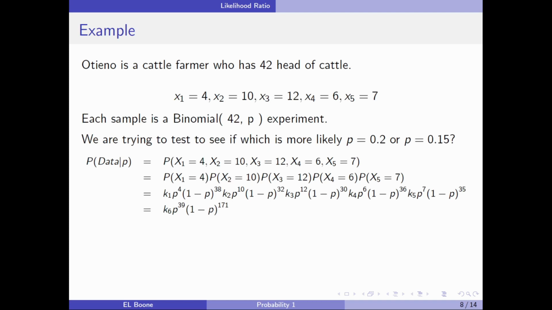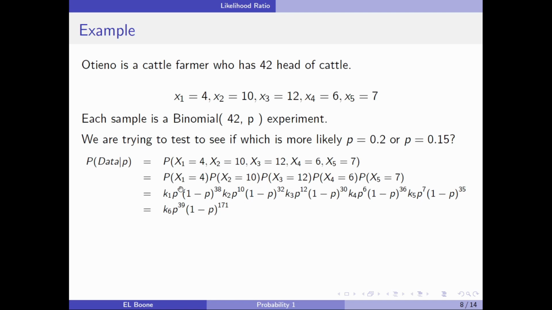So here's our data. What we can do is build this out. I'm not going to show all the details, but I'm going to show enough details. So here, what's the probability of the data given a value of P? Well, it's the probability that x1 equals 4, x2 equals 10, x3 equals 12, and so on, because this is the data we see. We actually see this data, and once we've seen it, it's fixed. It's not random anymore.